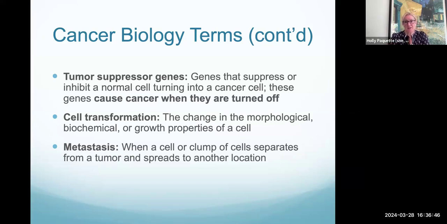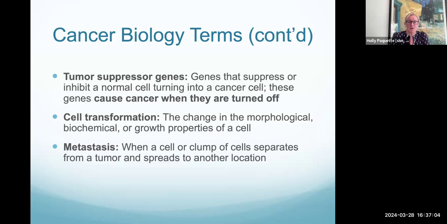Cell transformation is when we have any change in the cell, and that can be what the cell looks like, so its morphology. It can be the way that it metabolizes nutrients, so biochemical, or it could be growth properties, the ability of this cell to grow or to go through cell division.